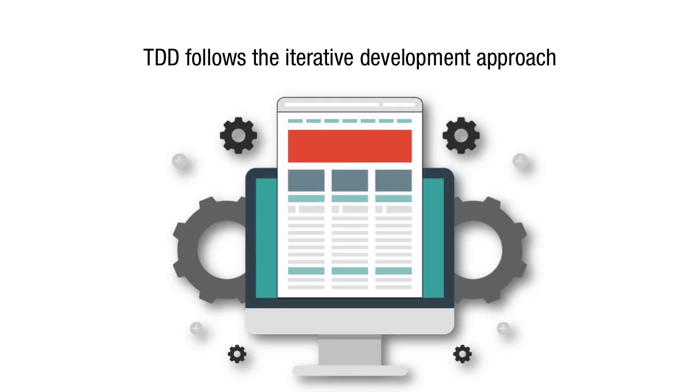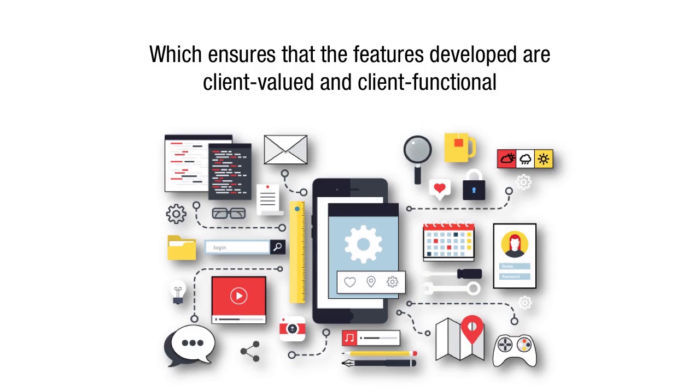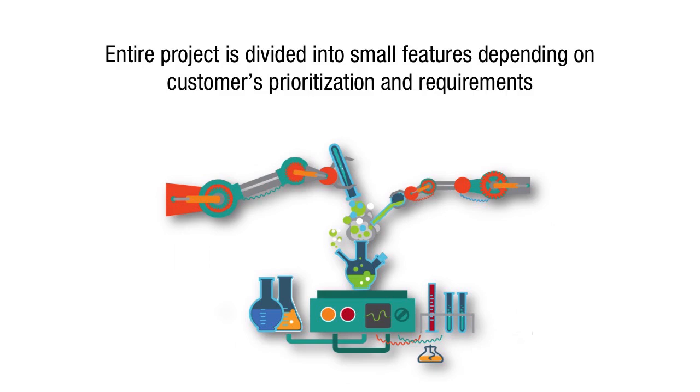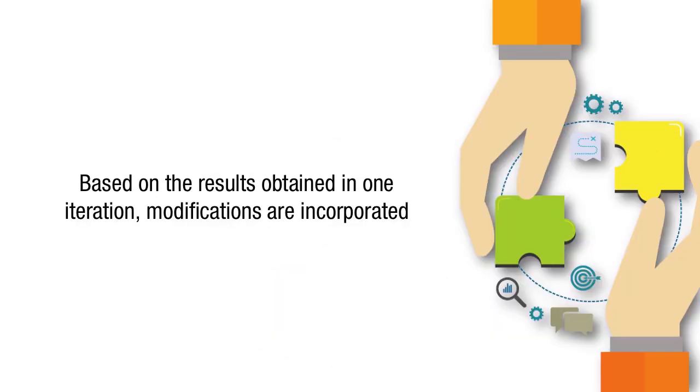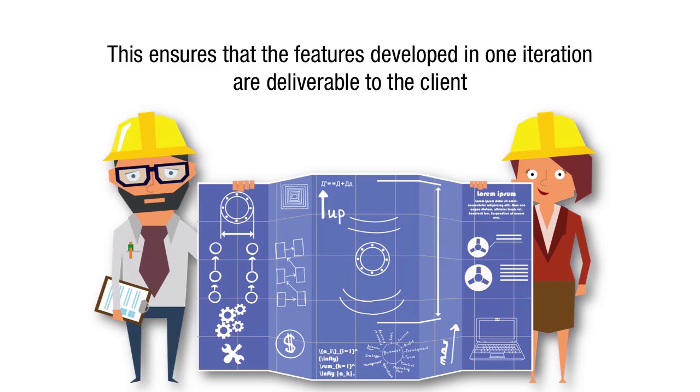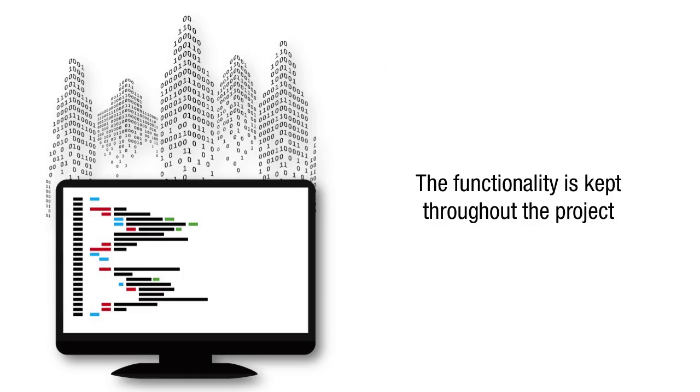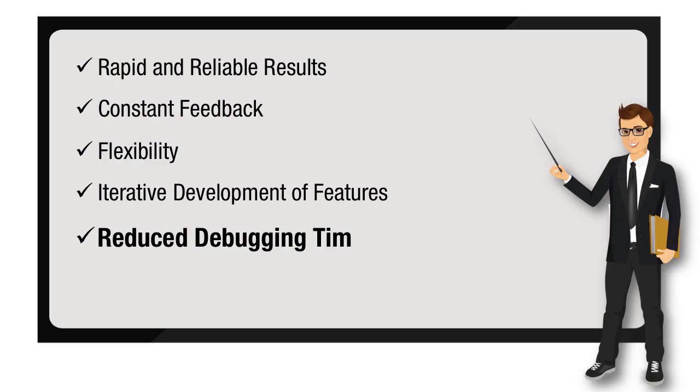Iterative development of features. TDD follows the iterative development approach, which ensures that the features developed are client-valued and client-functional. The entire project is divided into small features depending on the customer's prioritization and requirements. Based on the results obtained in one iteration, modifications are incorporated into the next iteration. This ensures that the features developed in one iteration are deliverable to the client, and the functionality is kept throughout the project.